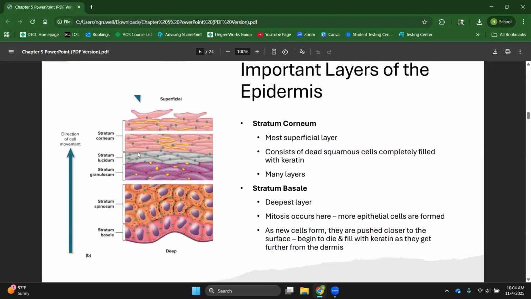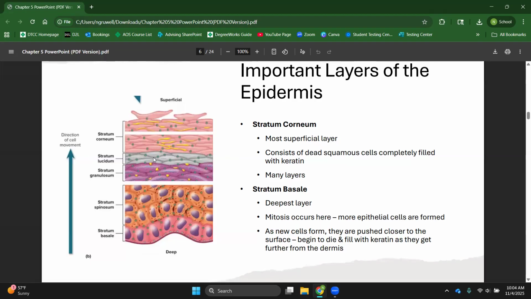I guess one other layer that I'll say is a nice to know, maybe not a need to know, is the stratum lucidum. And so we have two types of skin in the body. We have thicker skin and we have thinner skin. Our thicker skin has all five layers. Our thinner skin only has four, and it's this stratum lucidum that kind of drops out of our thinner skin and that we add back in when we have thicker skin, like the palms of our hand or the soles of our feet.